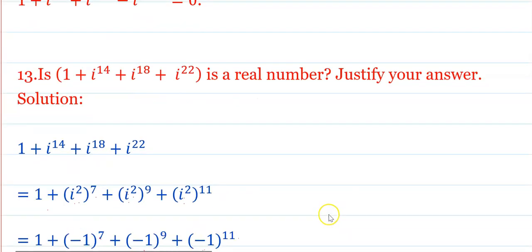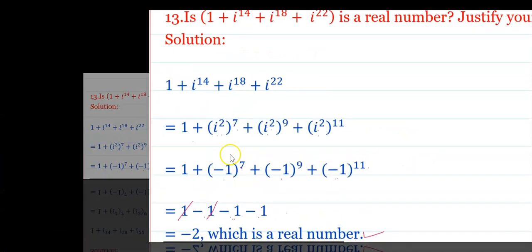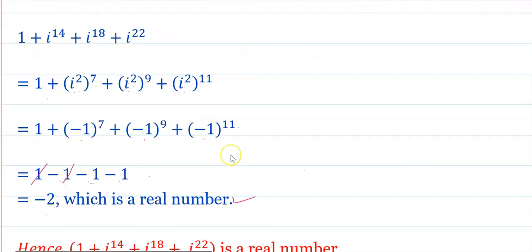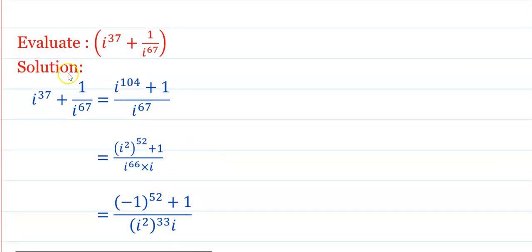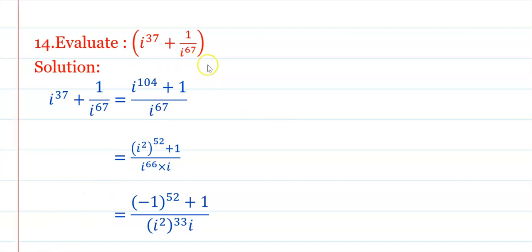Okay, तुम्ही पुन्हा बघू शकताय. Okay, now the next: evaluate i raised to 37 plus 1 upon i raised to 67. Simplification करणार. 37 plus 67 म्हणजे हे मल्टिप्लिकेशन करणार, त्याच्यामध्ये प्लस करणार. 37 plus 67, that is i raised to 104 plus 1 upon i raised to 67.